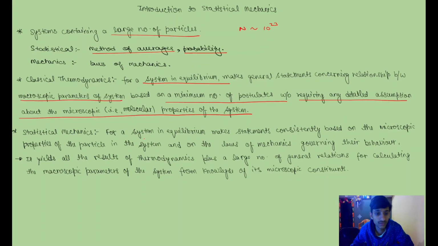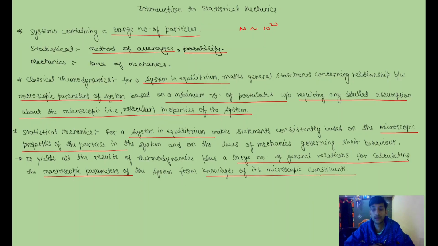Again, for the system, the system has to be in equilibrium. And it is also making statements regarding the macroscopic properties, but based on the microscopic properties of the particles in the system, and on the laws of mechanics governing their behavior. So basically, it yields all the results of thermodynamics, plus a large number of general relations for calculating macroscopic parameters of the system from knowing only its microscopic constituents.